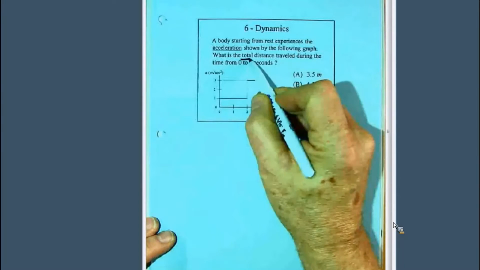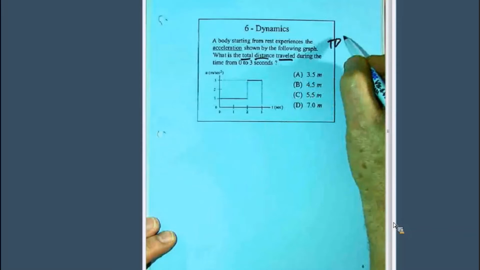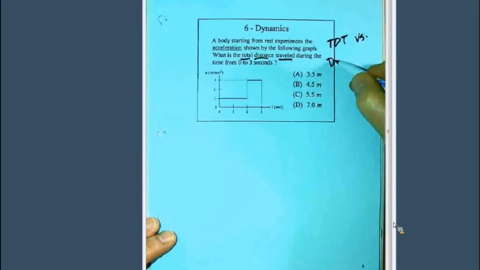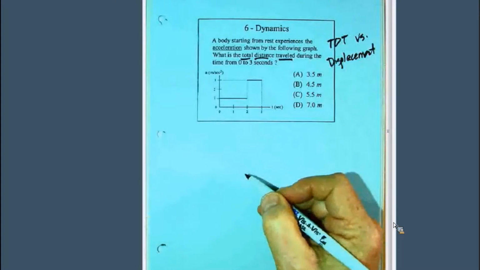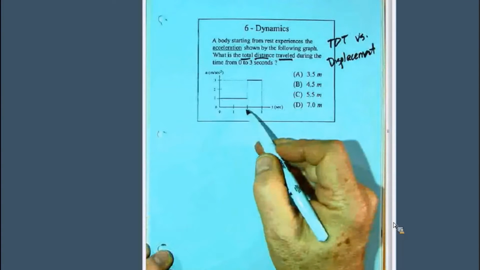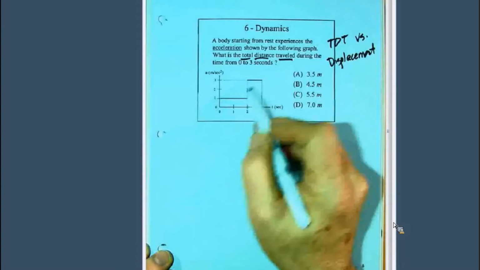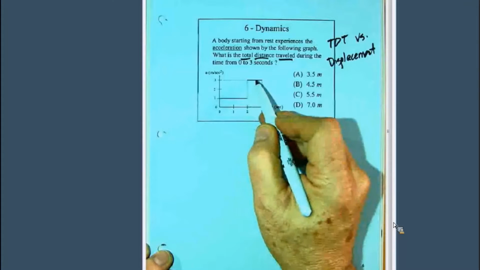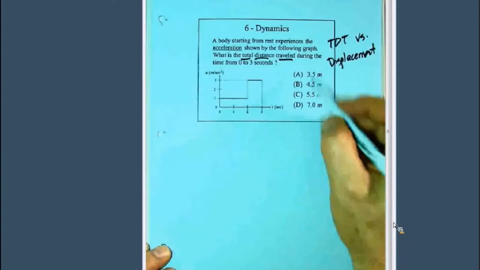And this total distance traveled is abbreviated TDT, total distance traveled, and that is versus the word displacement. In this particular case, the acceleration was all positive, as we're going to see: an acceleration of 1 meter per second for 2 seconds, and then it jumped to 3 meters per second for another second, over this particular 0 to 3 seconds here. And these are the answers over here.